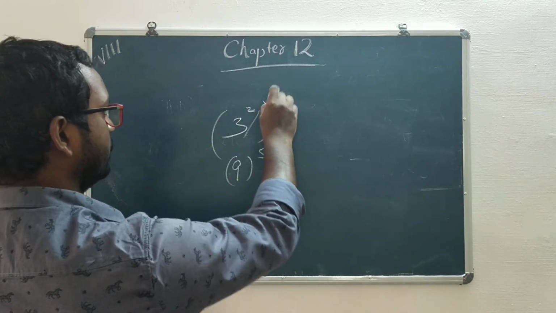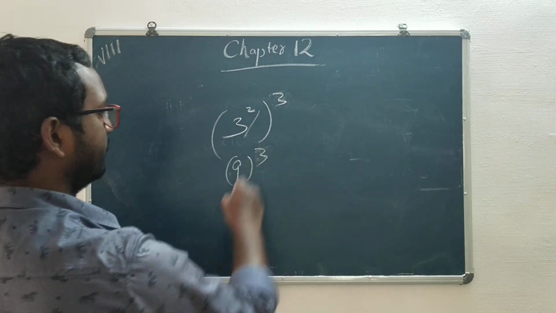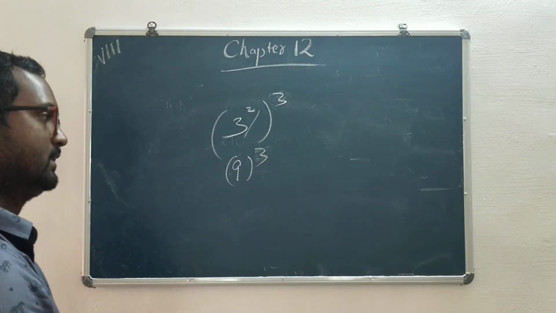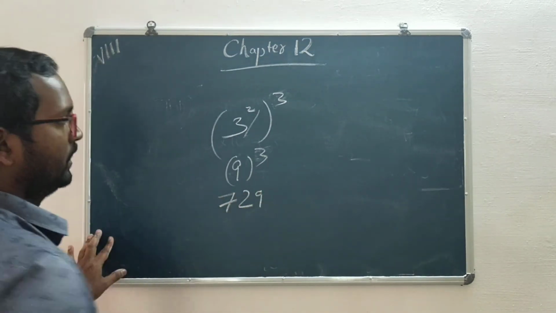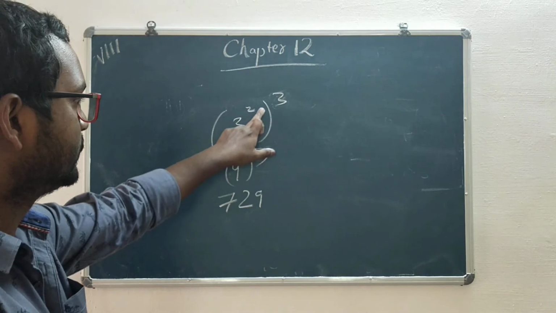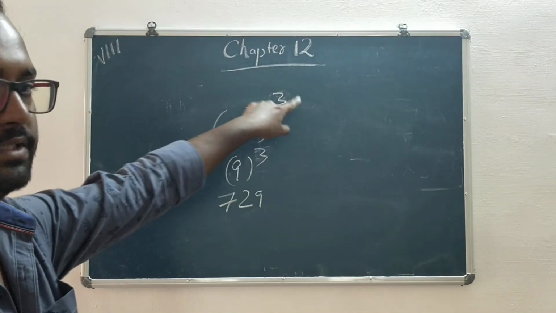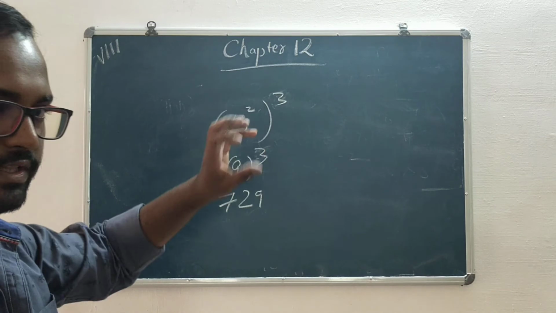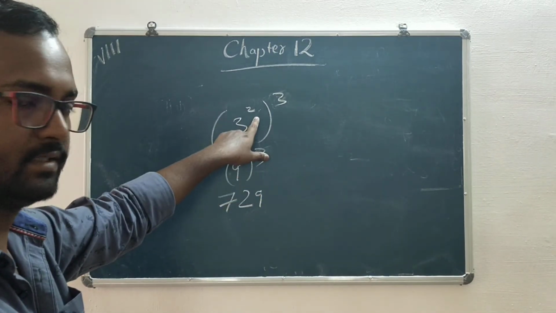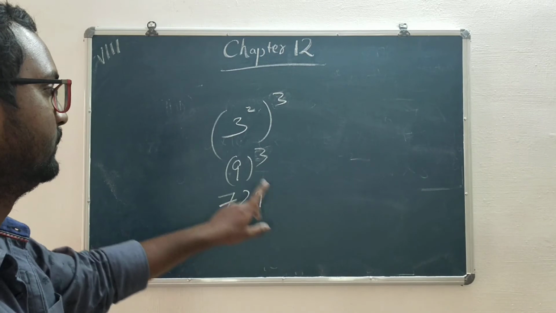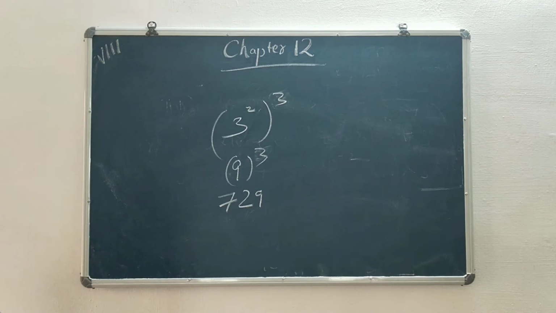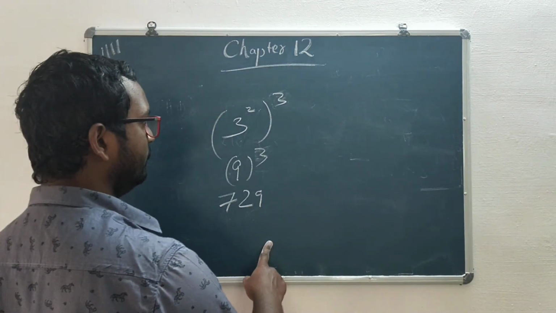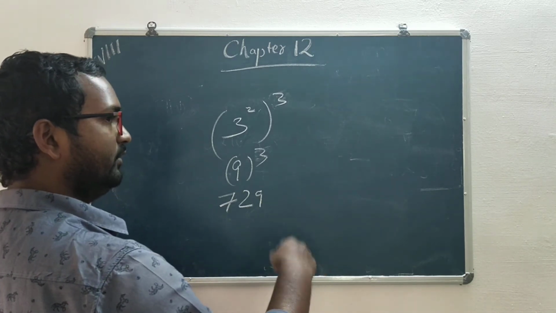Okay, let's make it small. 9 to the power 3 is how much? 9 to the power 3 is 729. So the question is given 3 to the power 2 to the power 3. Using the standard method, first you have to solve this, then whatever answer you get, you have to find the power 3 of it. So here we will get 729. So how to solve this using a formula?